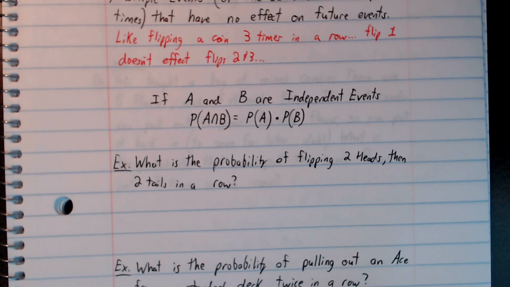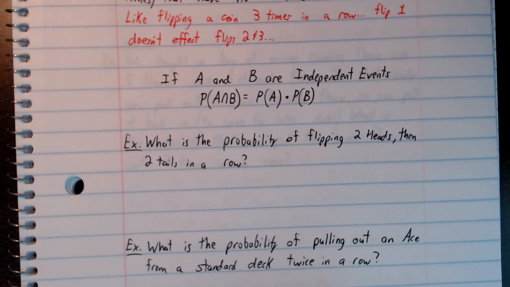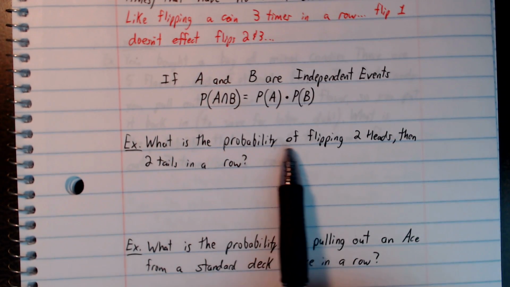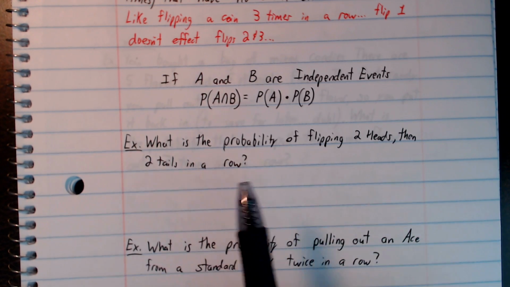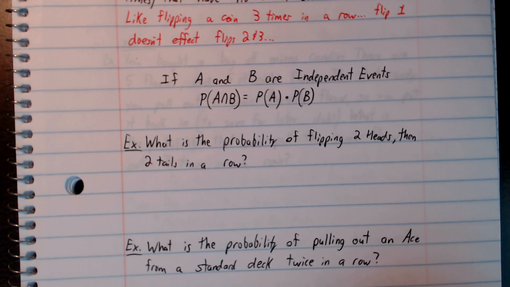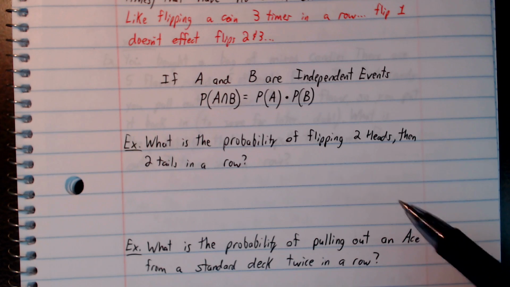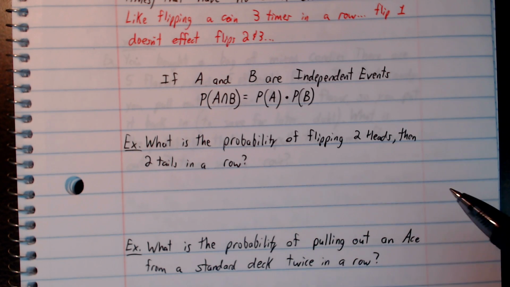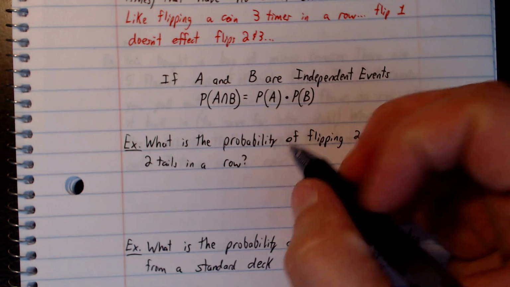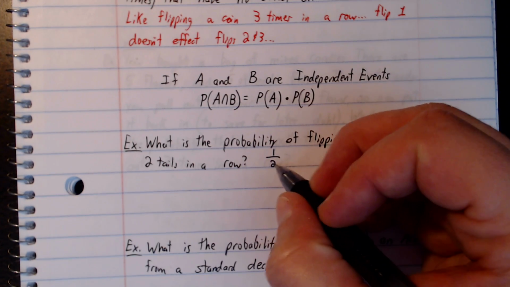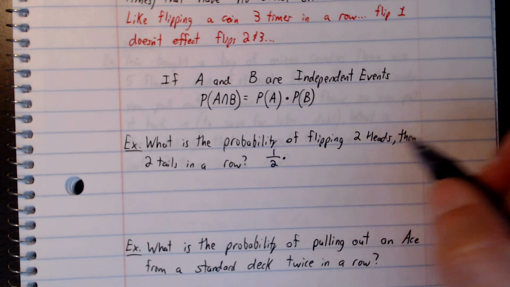I can't say that word. We're multiplying here. All right. So what is the probability of flipping 2 heads, then 2 tails in a row? So there's heads and there's tails. So if we're talking about flipping a heads, it'd be 1 out of 2. But we're doing it 2 heads in a row.